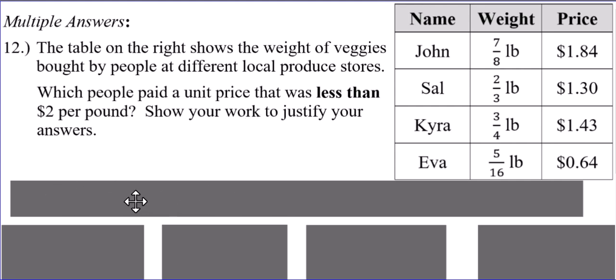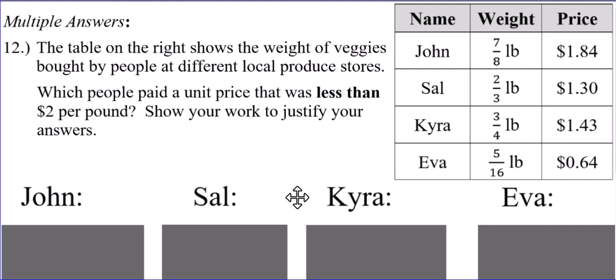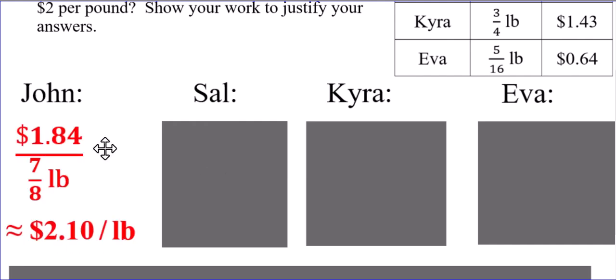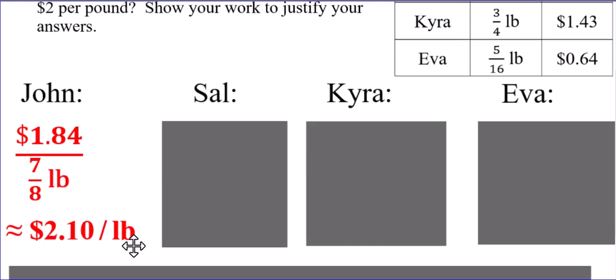All right, I'm going to separate my work into 4 parts. The work for John, the work for Sal, the work for Kira, and the work for Eva. All right, what order do I write this in? I need per pound, dollars per pound. So I need to put the dollars on top and the pounds on bottom. So for John's work, that's what it's going to look like. Divide, and you'll get about, now notice how I round it to the nearest cent, dollars and cents to the right of the decimal point, about $2.10 per pound.